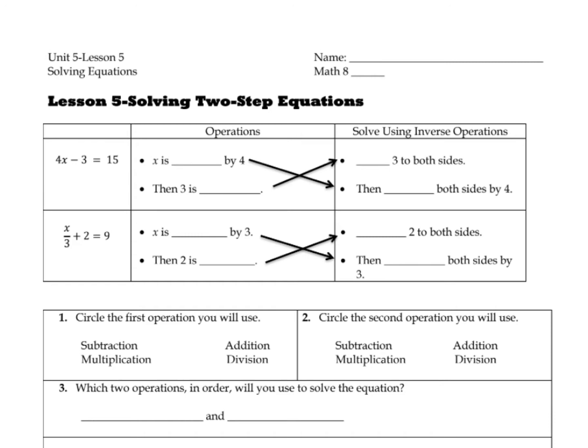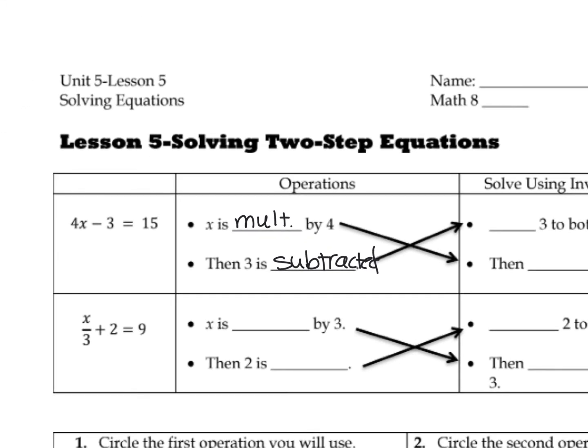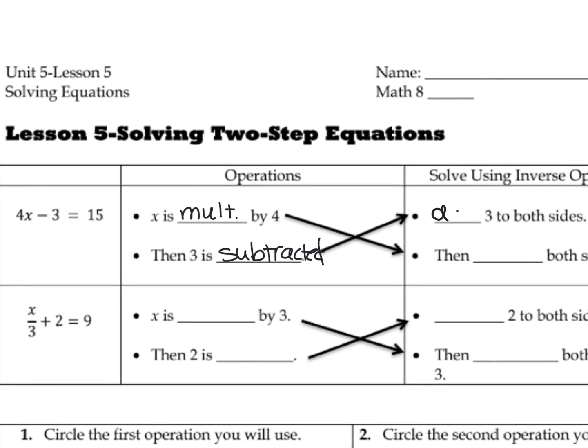And in the equation, the x is being multiplied by 4, and then the 3 is subtracted. That's what's happening in the equation. So in order to solve the equation, we know we have to do the opposite or the inverse operations. So we're going to go in the opposite order here. We are first going to add 3 to both sides because that's the opposite of subtracting 3. And then we would divide both sides by 4.